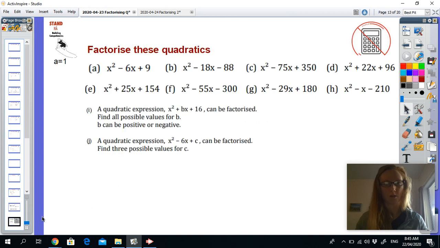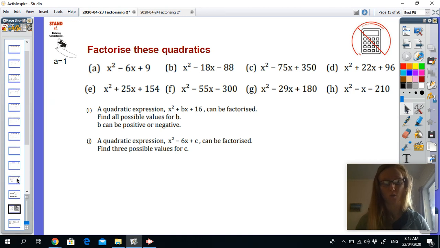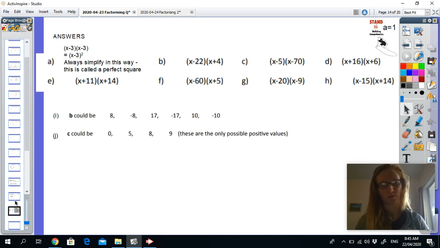So there are now a few for you to factorize there. So pause now and give those a go. Okay, and if you're back for the answers, your answers should be there, so you can mark those now.